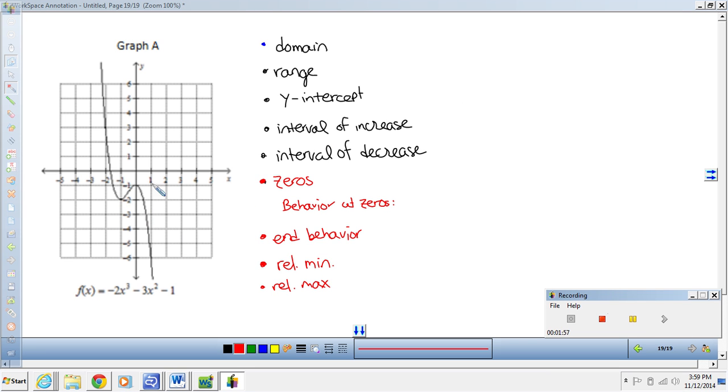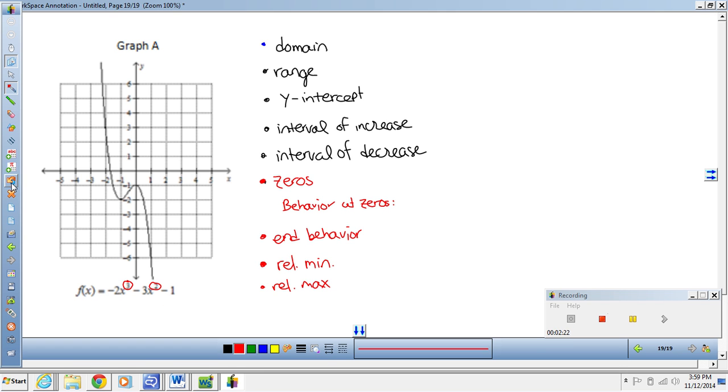So let's look at our first example here, graph A. I know that this is a graph of a polynomial function because it is both smooth and continuous. And then if I look at the equation, I recall that the definition of a polynomial is that the exponents must be positive whole number exponents. And they are. So this is in fact a polynomial function.